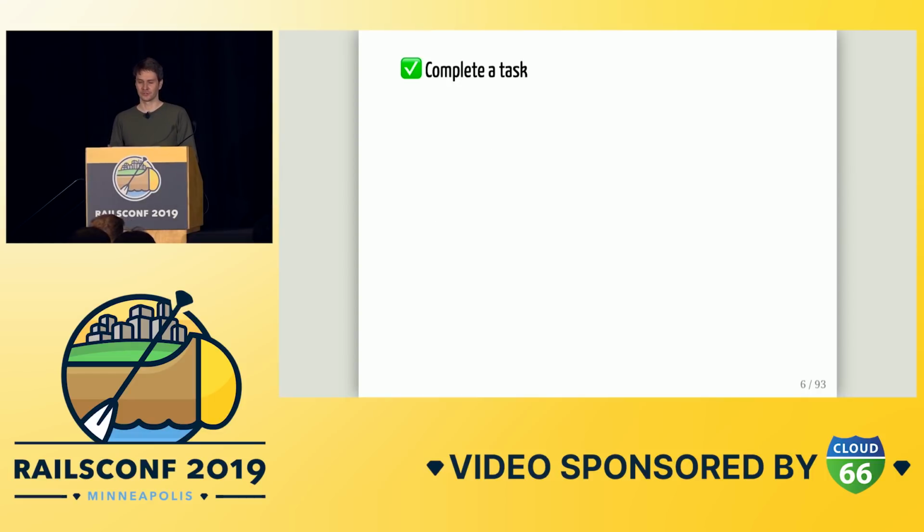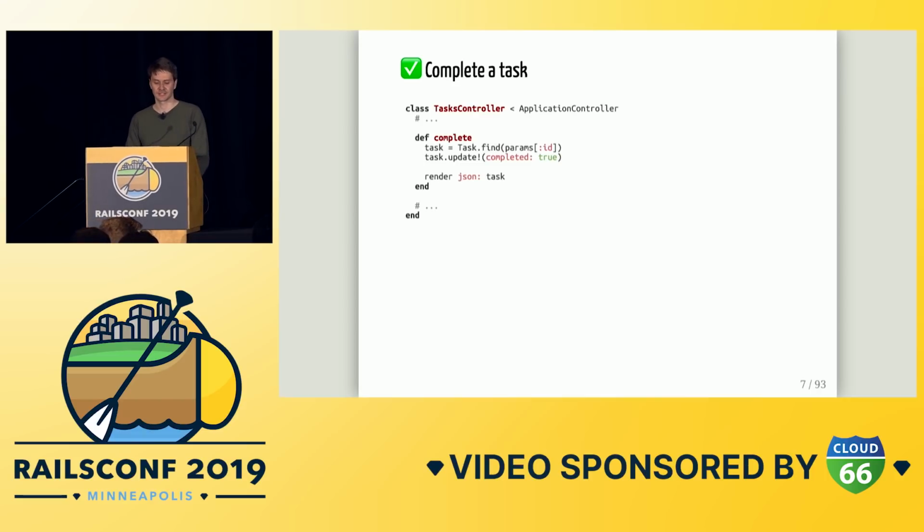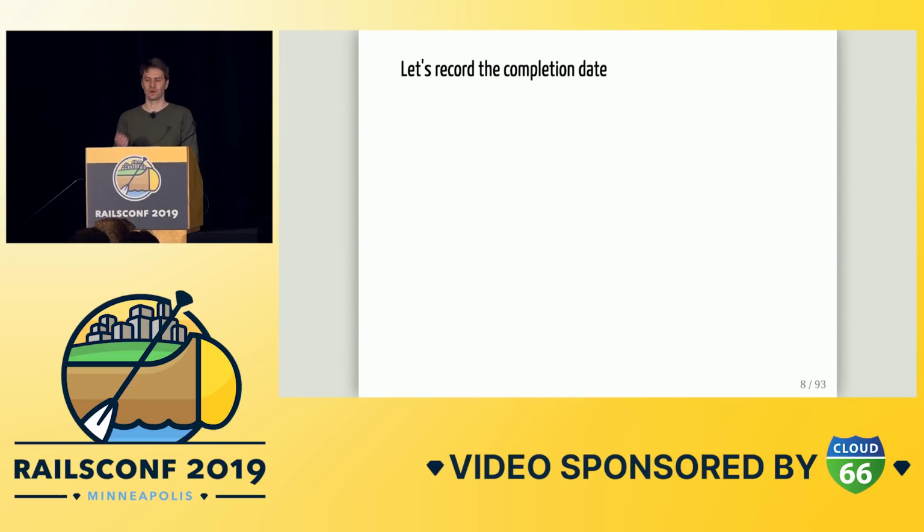The first thing I want us to implement together is completing a task. So we create a new action called complete in the task controller. And that action is pretty simple. It finds the task by ID, it updates the completed Boolean attribute to true, and then it just renders the task as JSON.